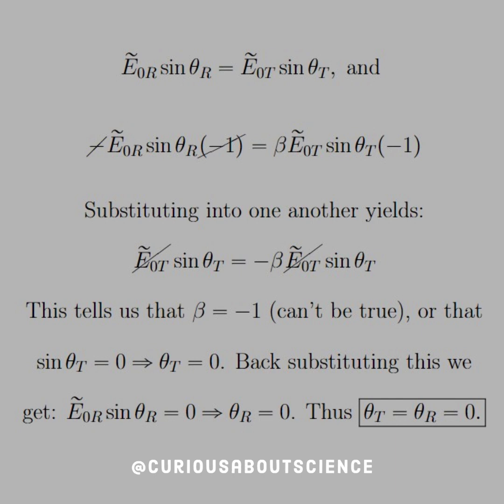So back substituting this, we get E naught R sine theta R is equal to 0 from the first equation. And again, this shows us that theta R equals 0, thus theta t equals theta R equals 0. So, pretty cool thing to say, but again, this is just form matching. I wouldn't say anything too crazy, but it's a good idea to verify that the reflection polarization is the same polarization as the incident.